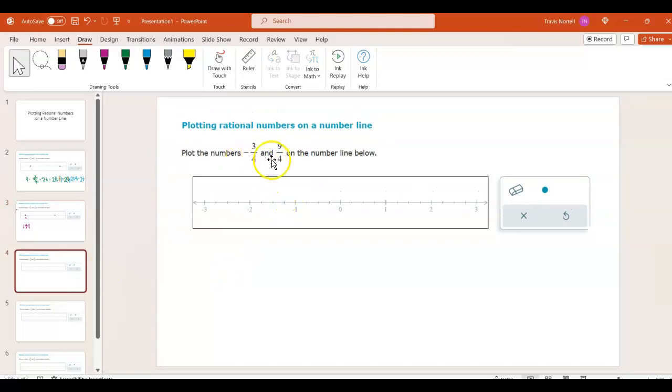Alright, now let's try this one again. If you want to pause the video, try this one out on your own. Remember, the negative 3/4 is going to go in this direction. The positive 9/4 is going to go in the positive direction.